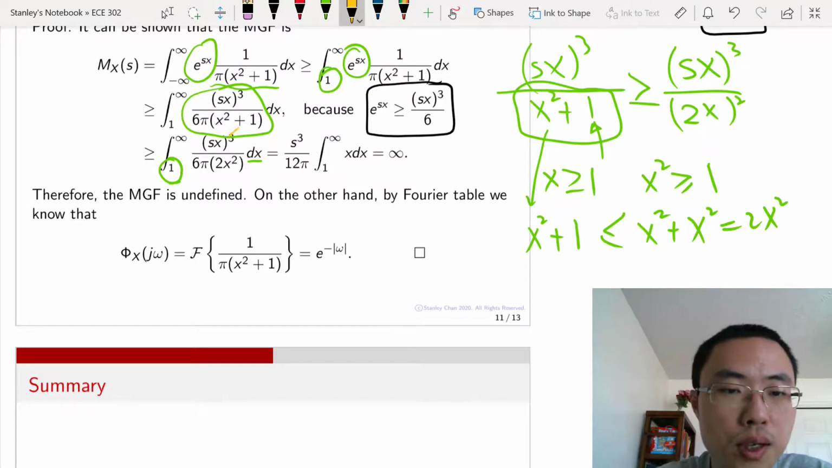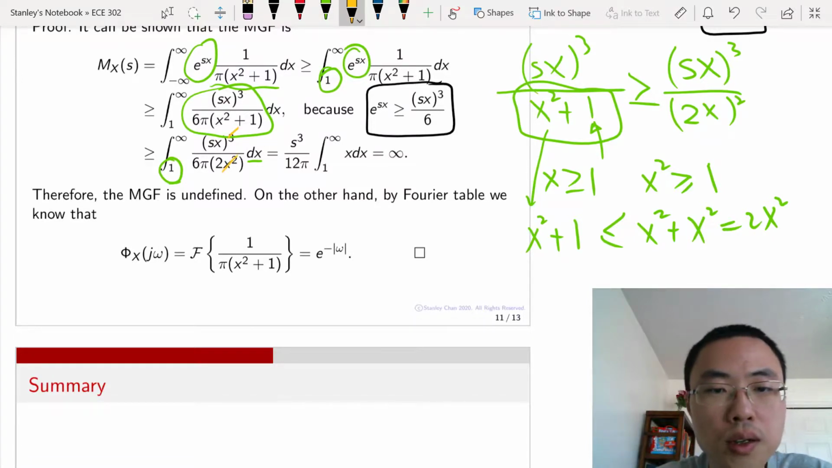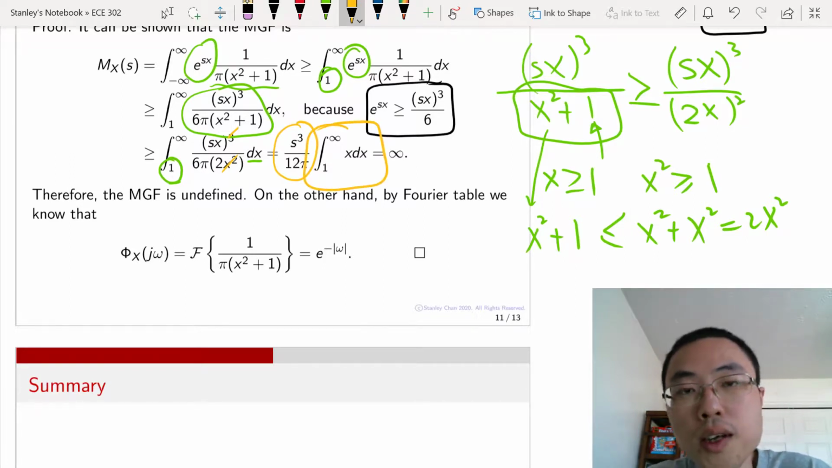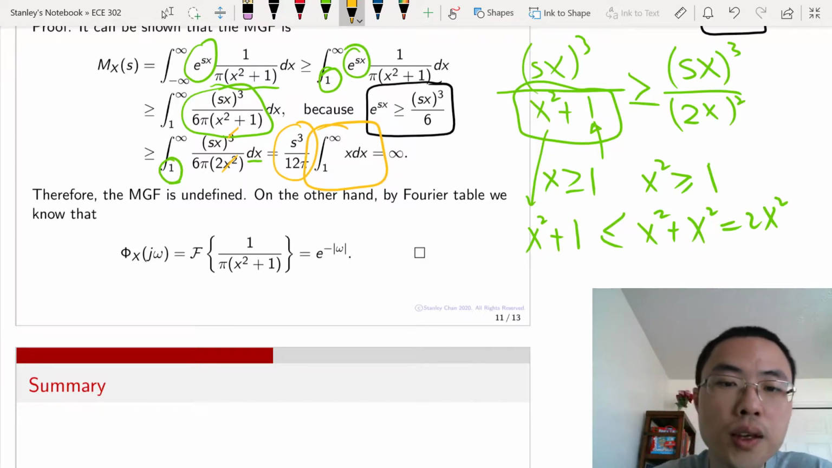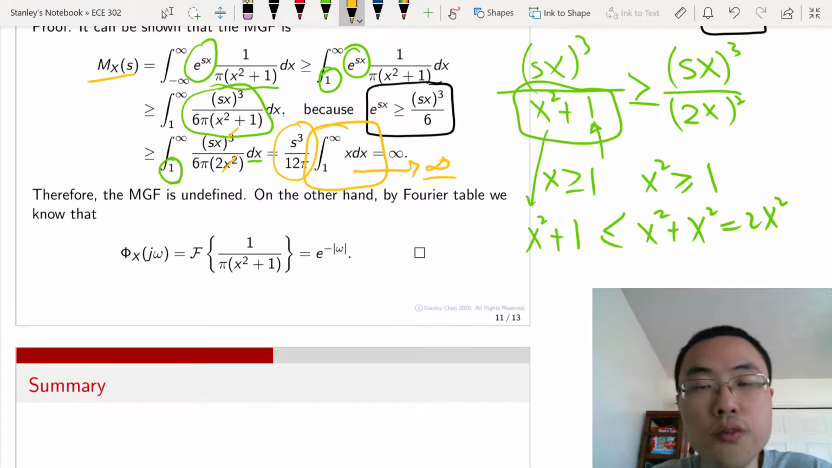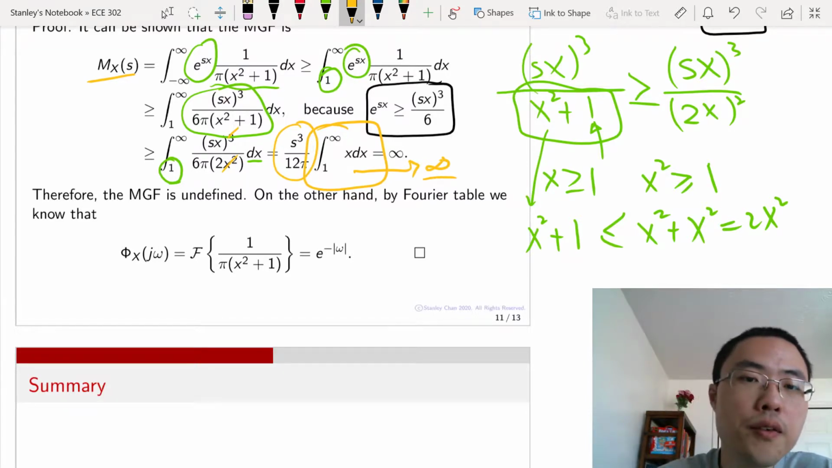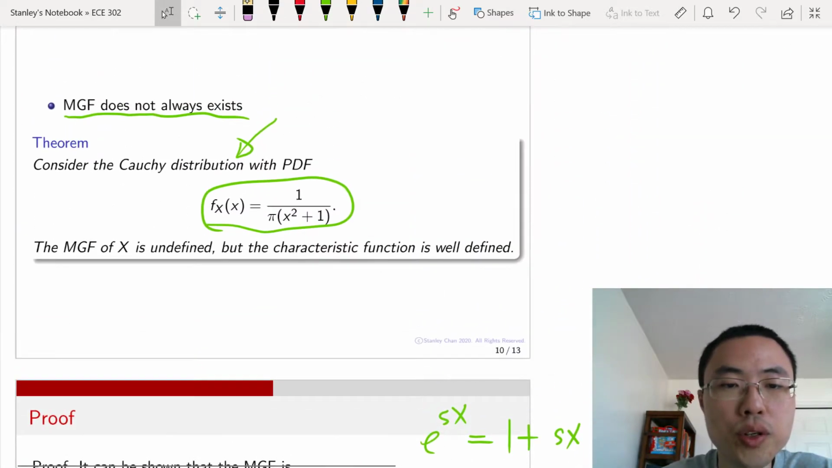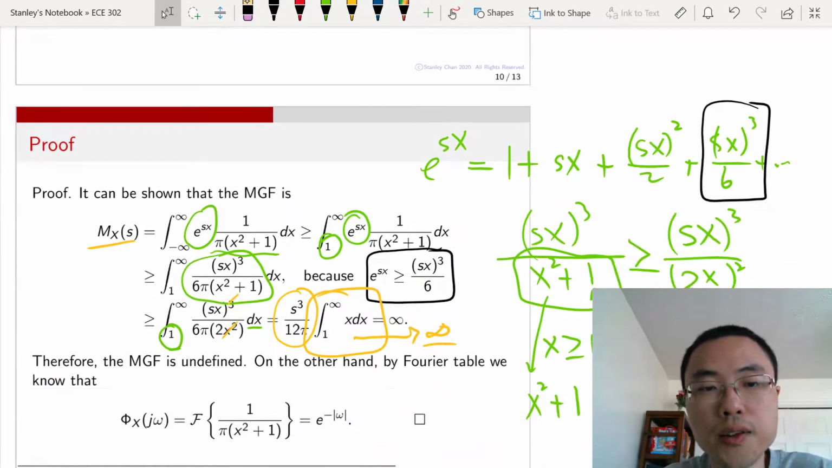And then now you can cancel out all the terms. Then you have s to the power 3 divided by 12 pi. And this is the interesting term: you have x, and your x is integrating from 1 to plus infinity. And you know this is going to plus infinity. Therefore, your moment generating function is bigger than infinity, and therefore it is undefined. So for this particular Cauchy distribution, we know that the moment generating function is not defined.